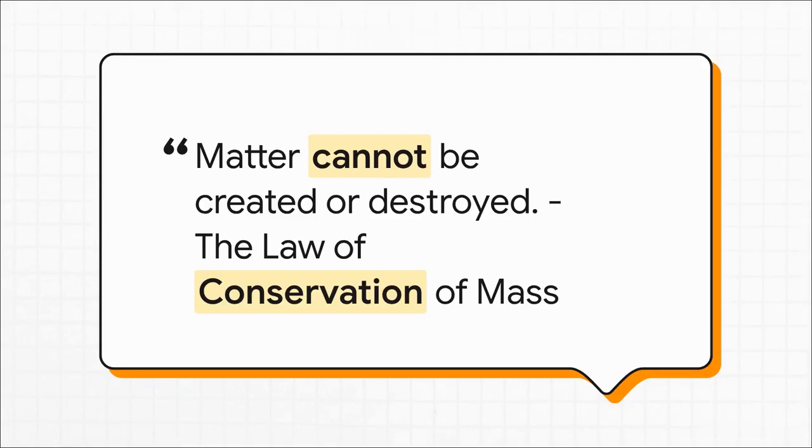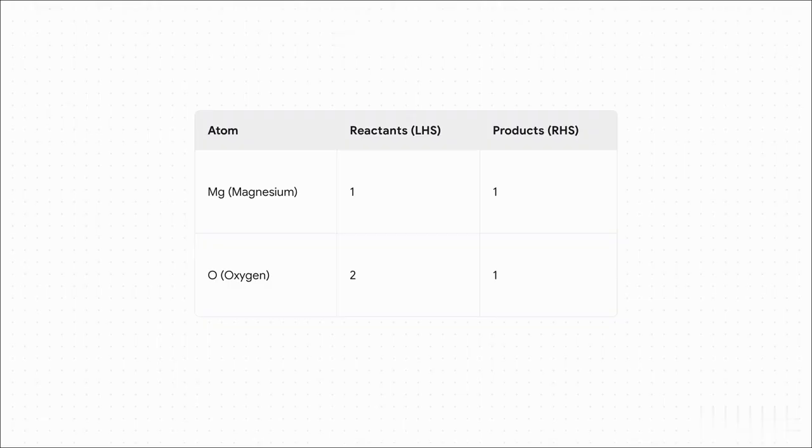All this really means is that you can't just make atoms appear out of nowhere, and you can't have them just vanish into thin air. Whatever number of atoms you start with, you have to have that same number of atoms when you finish. The left side and the right side of the equation must match. So let's do a quick head count on our equation and see if it follows the rule. On the left side, our reactants, we've got one magnesium atom. On the right, in our product, we've also got one magnesium atom. Okay, so far so good.